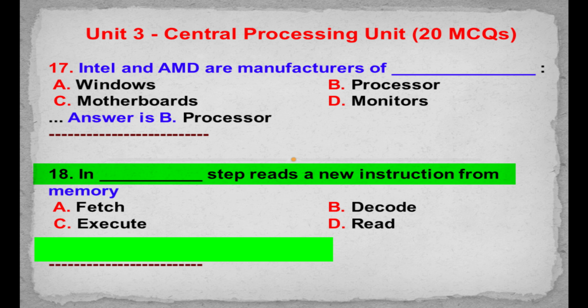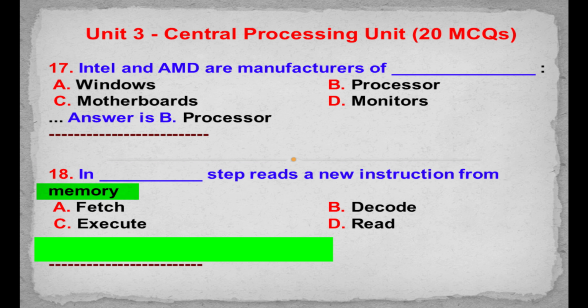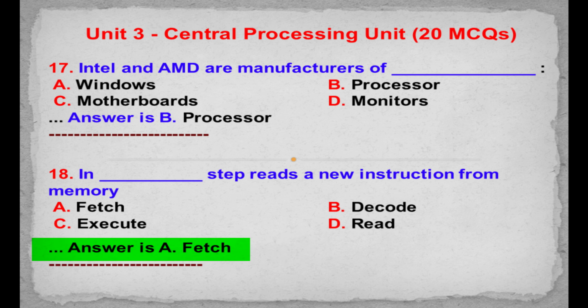MCQs number 18. In Dash, step reads a new instruction from memory. Option A, fetch. Option B, decode. Option C, execute. Option D, read. Correct answer is Option A, fetch.